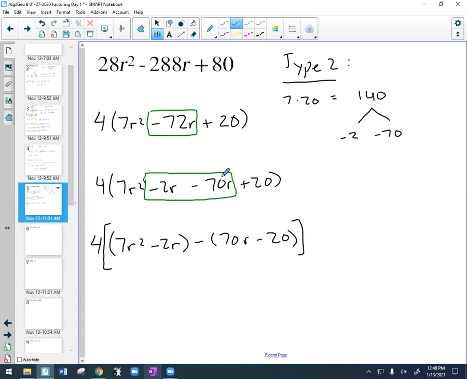Now I'm going to point out this other thing I did here. When I factored out a negative, if you notice, this plus became a minus. And this I did because I factored out a negative number.